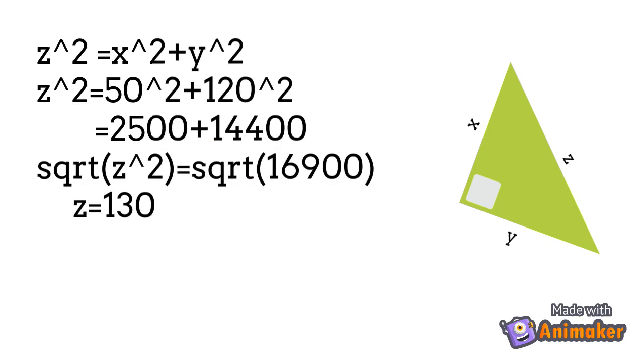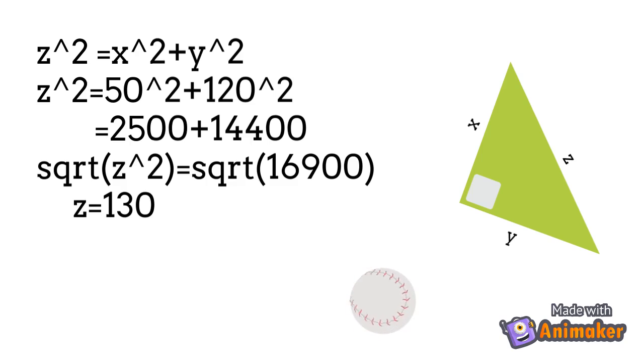So, we have a triangle where z² = x² + y². We have the value of x is 50 and y is 120. So, we get z² equal to 16,900. Let's take the square root of 16,900. So, the answer for z is 130 feet.